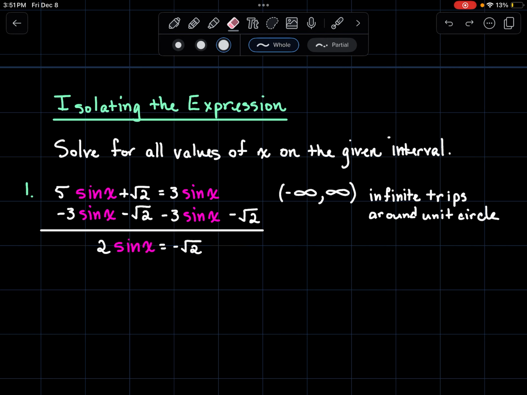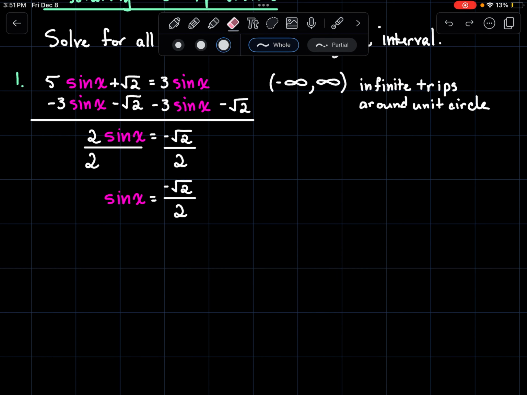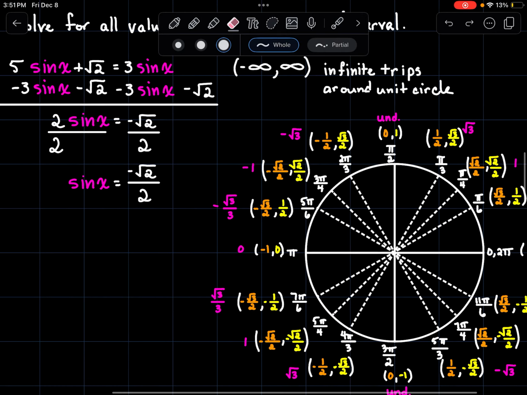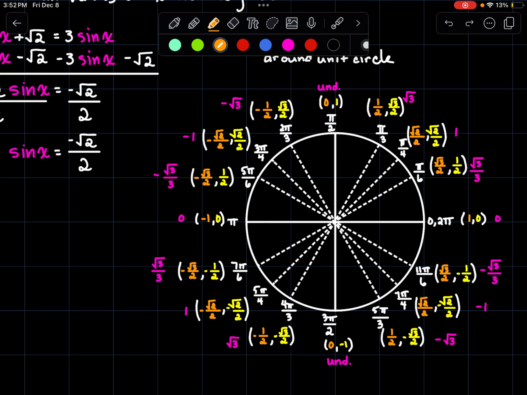This gives us 2 sine of x is equal to negative root 2. Divide both sides by the 2. And my equation now says sine of x is equal to negative root 2 over 2. And again, I'm a very visual person. I'm going to pull back up our unit circle that we've learned in previous lessons. If you remember that the sine is the y value of the ordered pair, my job is to go around this unit circle and figure out where the y values are equal to negative root 2 over 2.